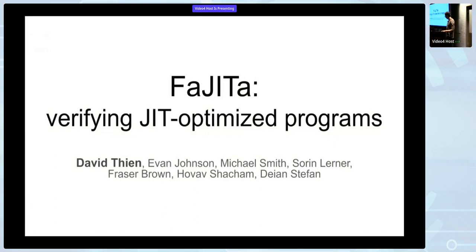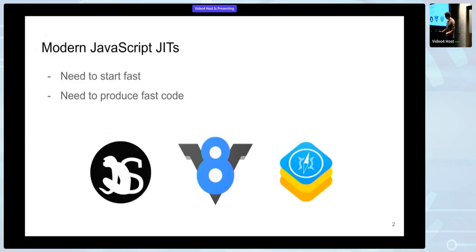Hey, everyone. We get to talk a little bit more about JITs, but a different aspect of it. We're going to talk about how JITs optimize programs and how we can verify that those optimizations are correct. Michael already gave a great introduction on some JIT background, so I'll be fast with this.